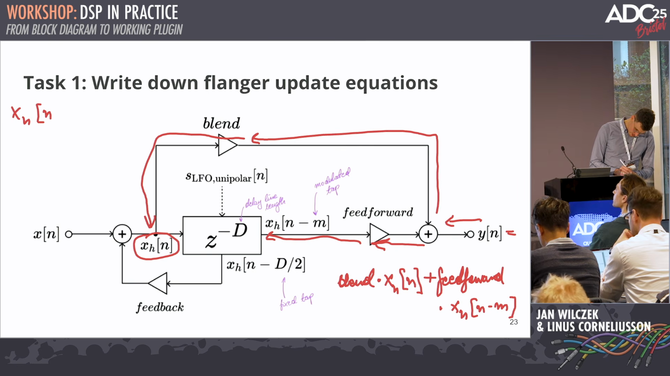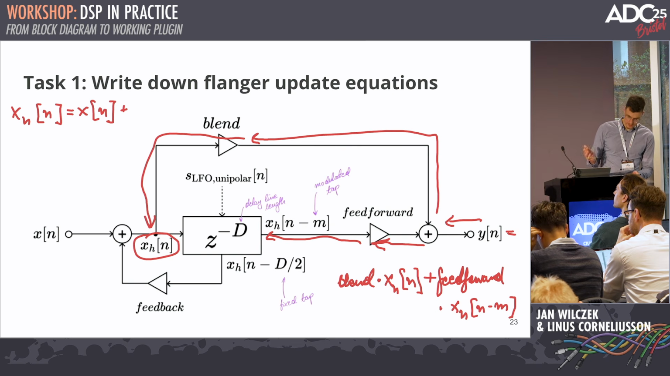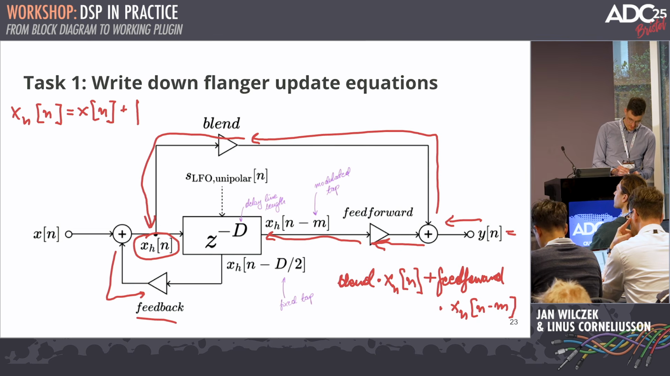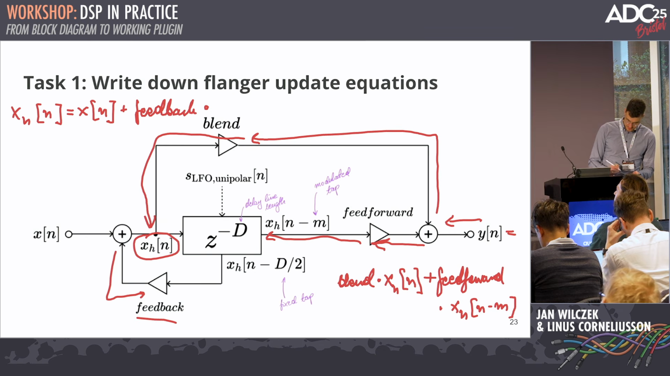Xh of n, what is it? Well, what is the obvious thing that goes into xh of n? xn, of course. We'll have xn plus something. Now we go to this other branch, and what do we have here? Multiplication, right? So we have feedback times something.